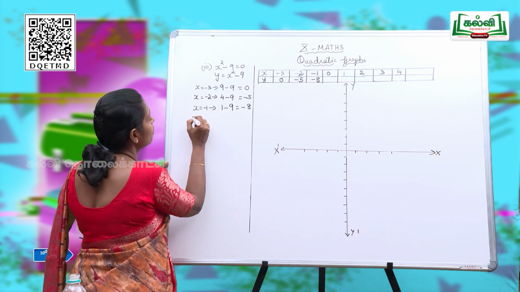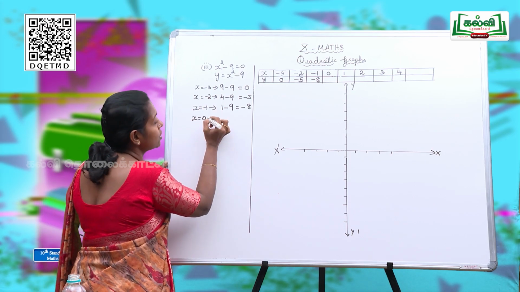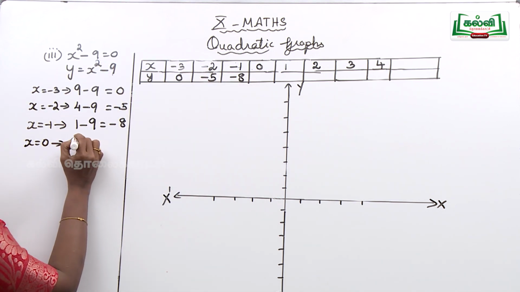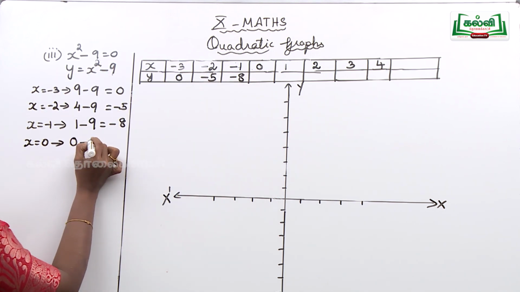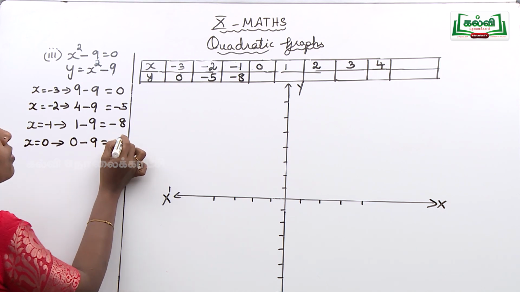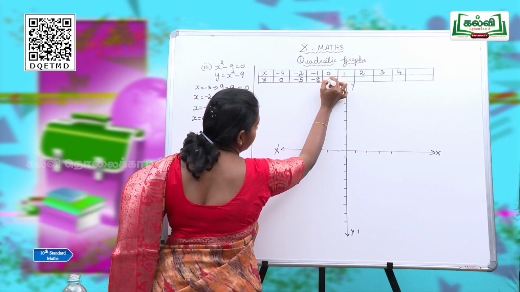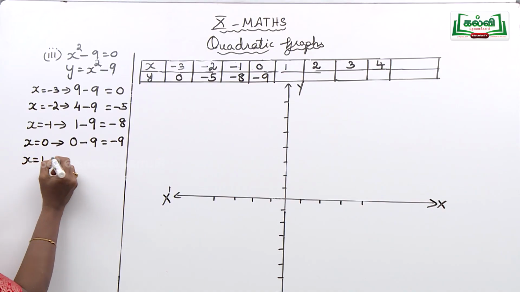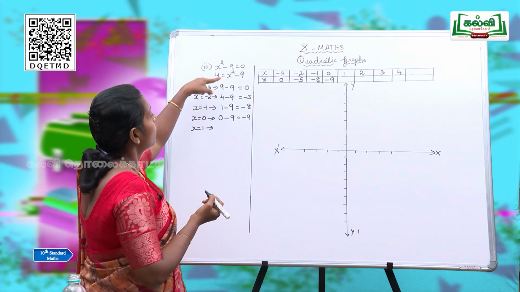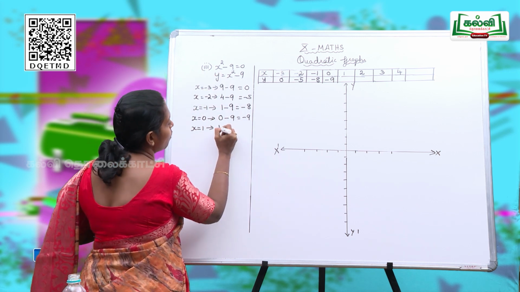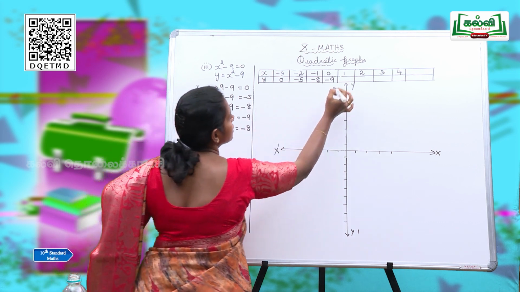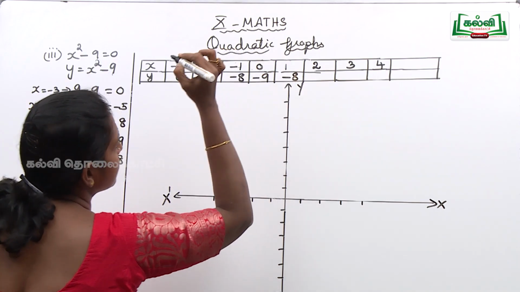The next value, x equal to 0. If I apply 0, what will you get? x squared means 0 squared is 0, minus 9, which is equal to minus 9. So, you are getting minus 9 here. Next, apply x equal to 1 as usual. 1 squared minus 9. 1 minus 9 is equal to minus 8. So, here you are getting minus 8.